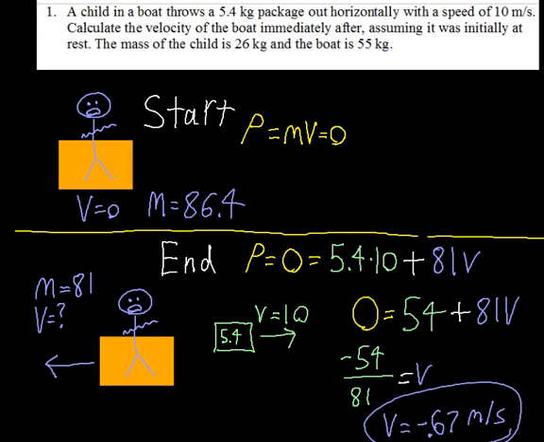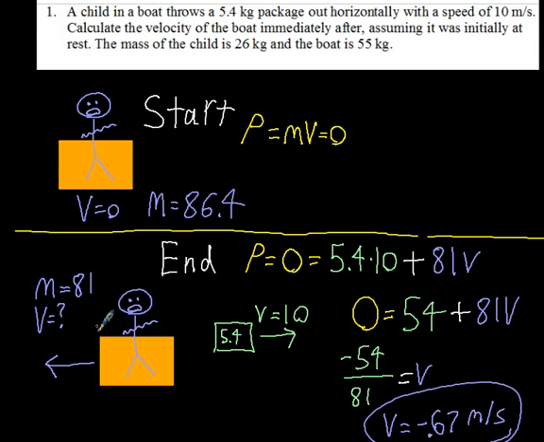So simplifying a little bit, we've got 0 equals 54 plus 81v, trying to find the velocity of the kid and the boat at the end. And we just want to get this v by itself. So we subtract out the 54, and then we divide by 81 to get the v, which we get minus 0.67 meters per second. The minus here simply represents that he's moving to the left, which we already really knew.